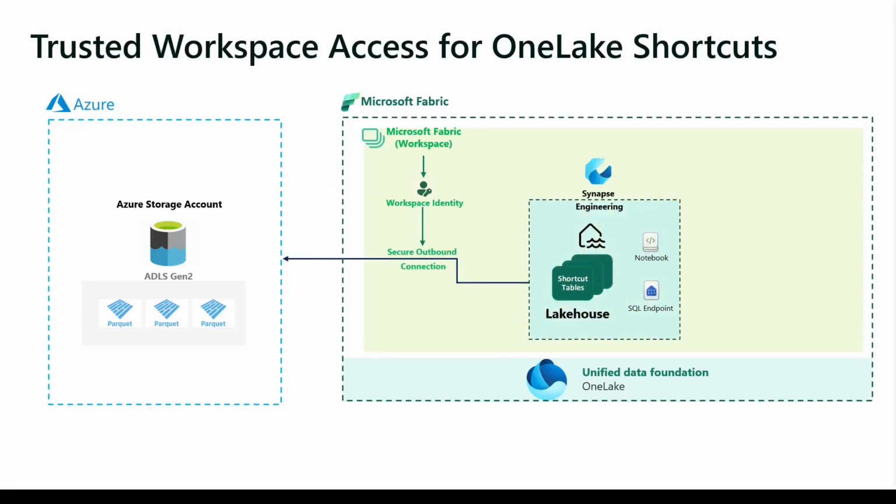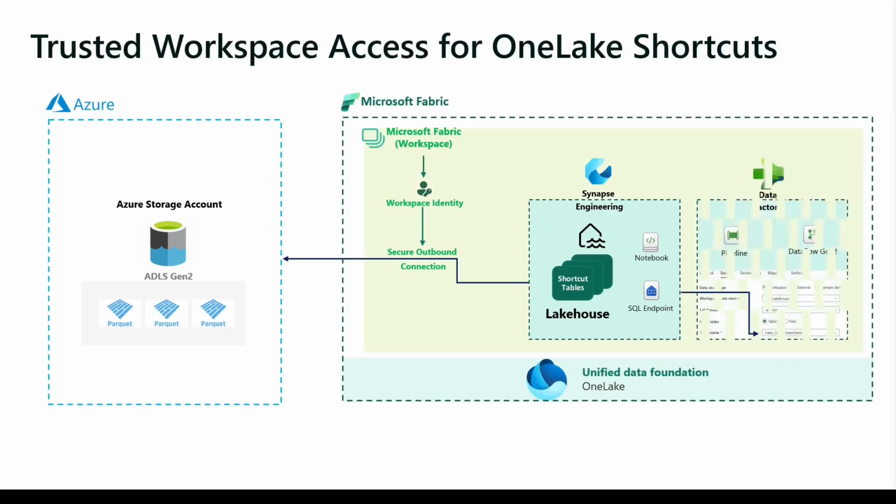The trusted workspace access enables secure and seamless outbound connection to data stored in Azure storage account through Lakehouse shortcut in Fabric workspace without compromising performance or functionality of it. You can also utilize these shortcut tables within data pipeline or Dataflow Gen2 to streamline data movement into data warehouse or KQL DB. During the demo time, we will understand how this workspace identity works on a high level.